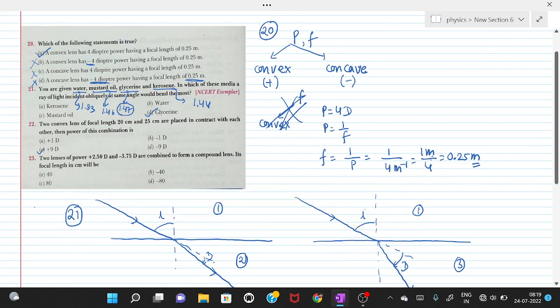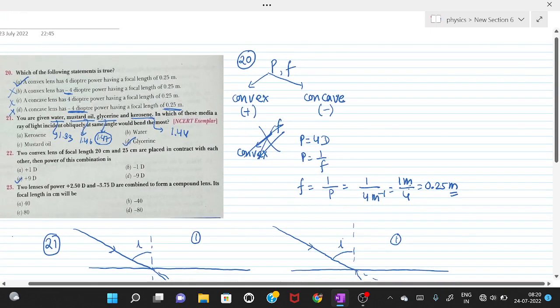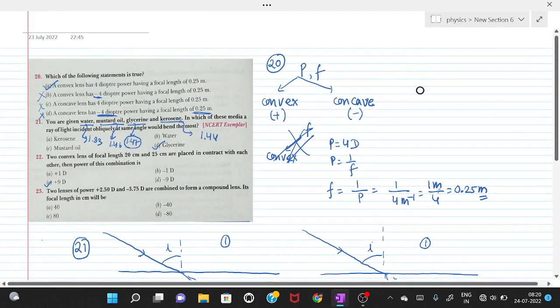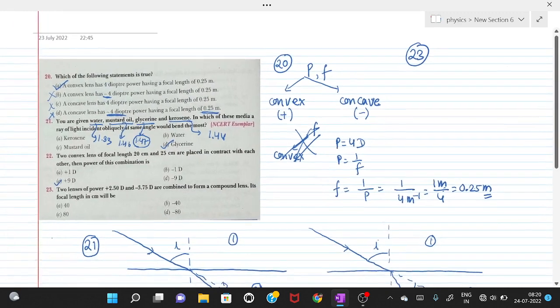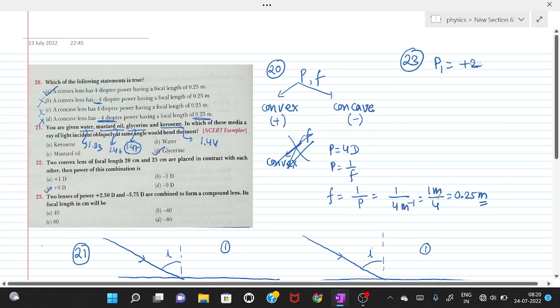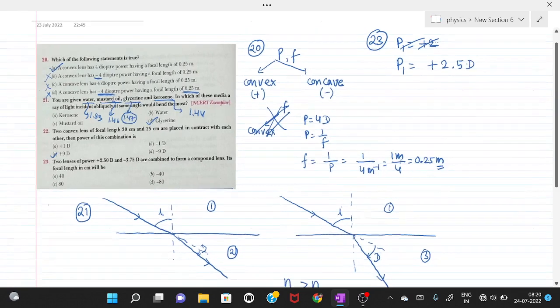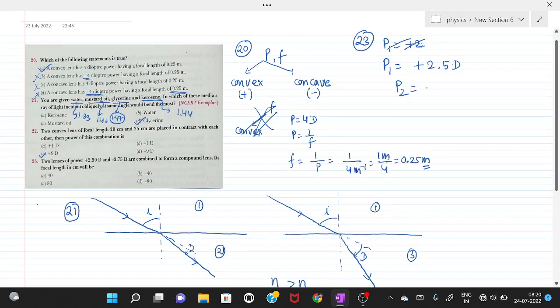Now go with question number 23. This is the last question for this part. Two lenses of power plus 2.5 diopter and minus 3.75 diopter are combined to form a compound lens. Its focal length in centimeter will be. So we are going to do the same thing here for question number 23. What is the power of lens 1? Power of lens 1, P1, equals plus 2.5 diopter, and power of lens 2, P2, is equal to minus 3.75 diopter. Okay, this is P1 and P2.